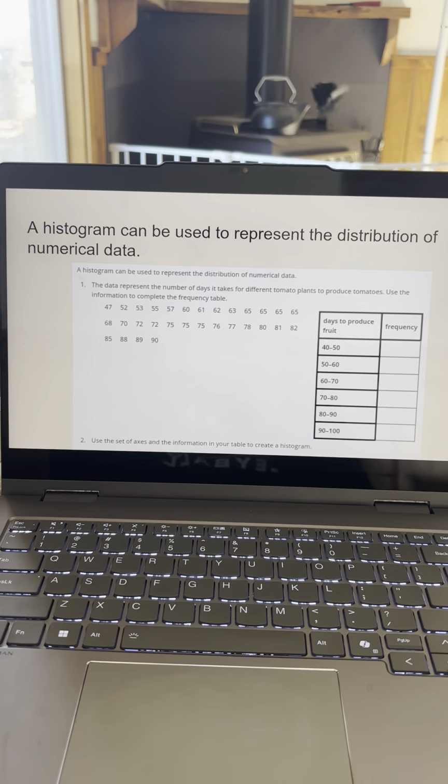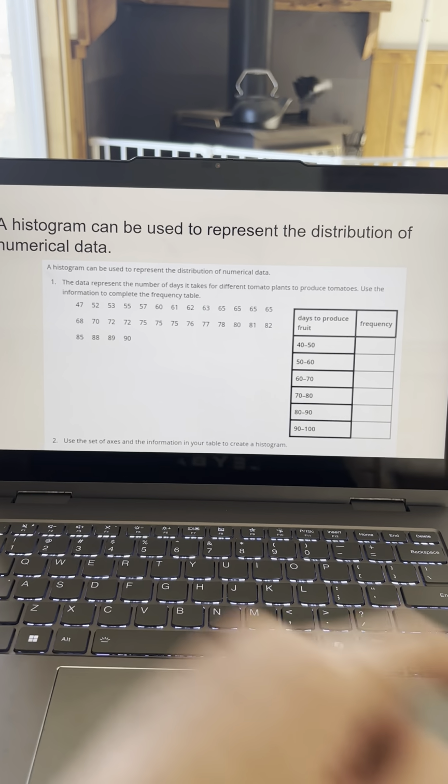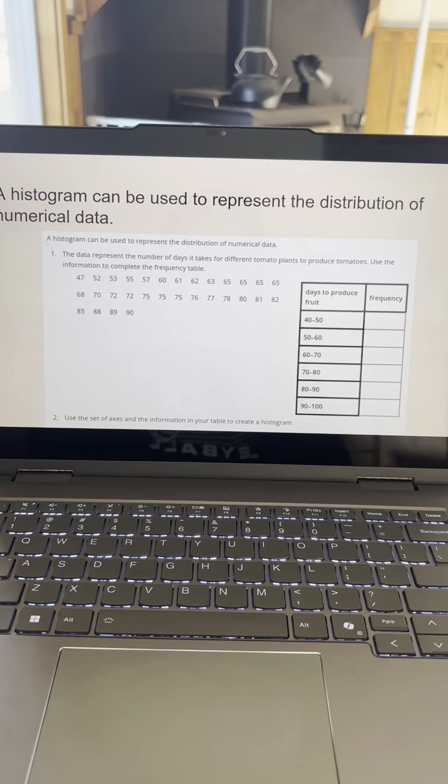And then we practiced it. So there's the data here, and it's in all these different numbers for how many days it takes for different tomato plants to produce tomatoes.